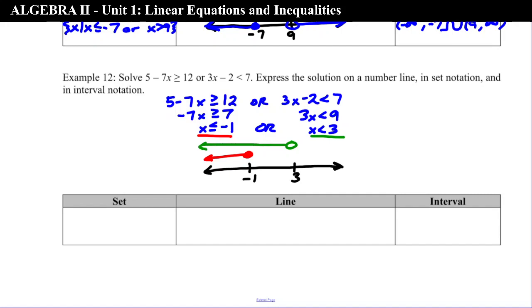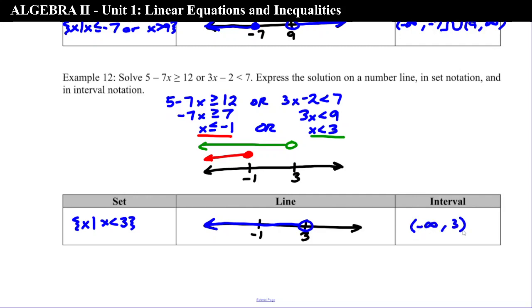Okay, so once we have that, we're looking at this being an OR statement. And since this is an OR statement, we want to do everything between the two. So we're going to end up with an open dot at 3, and we're going to the left. So we're shading everything in, going to the left. In set notation, this is going to be the set for all x such that x is less than 3. And in interval notation, we're covering everything from -infinity to 3, not including 3, so we use a parenthesis.